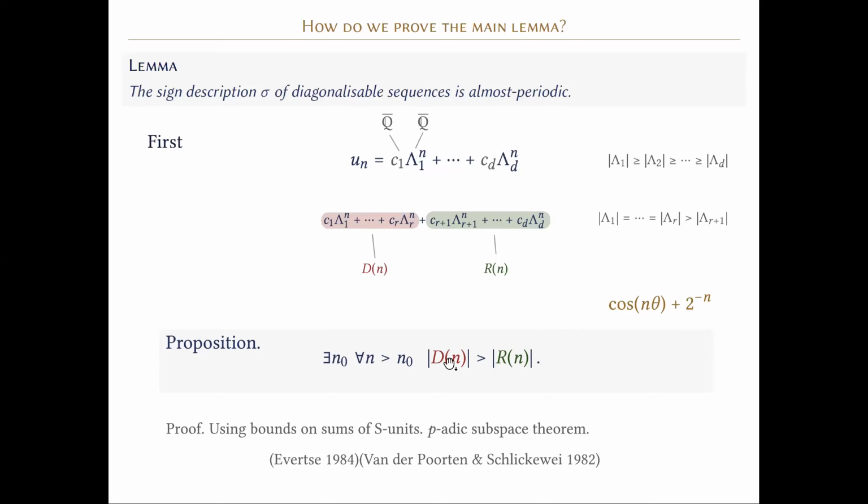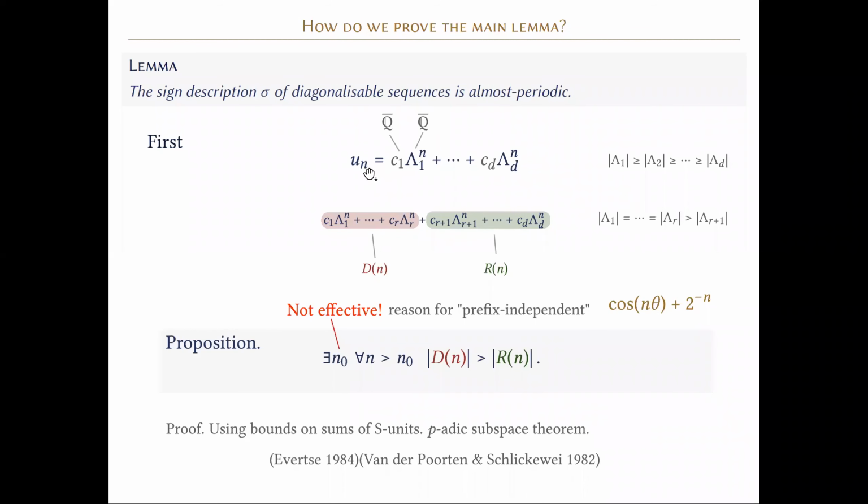So this result is highly non-trivial and uses bounds on sums of S-units and the subspace theorem. But what we are interested in here is that this n_0 is not effective. So we know that it exists, but given a diagonalizable linear recurrence sequence, we are unable to compute it. So this non-effectiveness is a reason why we have to use prefix-independent automata.